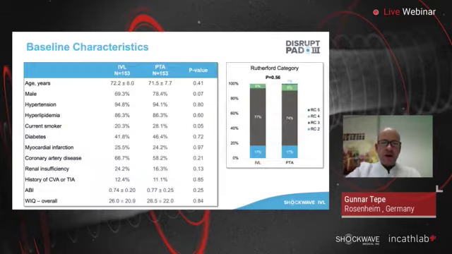So this is a summary of the baseline characteristics, and I'd like to draw your attention to the p-values. You see there were not any significant differences here. If you look into the diabetic patient cohort, this is 40 to 50% of diabetics. This is normal in such a study. And if we look into the Rutherford category, you see that most of the patients were classified Rutherford 3. Next slide, please.